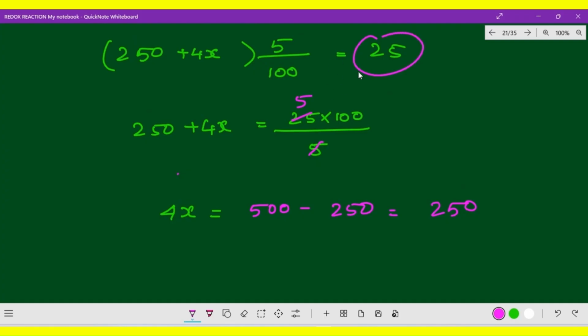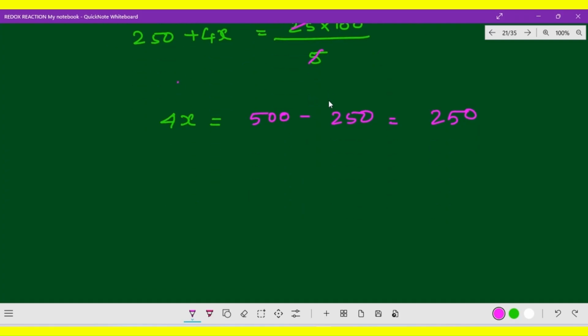So we have taken this point also. That is what we just bring it. I told you not to rearrange that. So 4x equal to 250, right? 4x equal to 250, so x equal to 250 divided by 4. So you will get how much? 62.5. So 62.5, this is actually x.